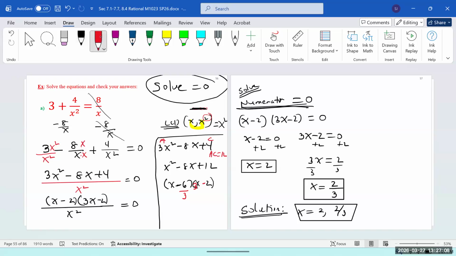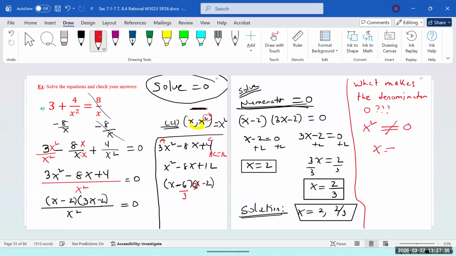But we also have to check. We have to be careful about the denominator. What makes the denominator 0? We cannot have them in the solution. So we look for our denominator is x squared. If we don't want the x squared to be 0, then x cannot be what number? What makes the denominator 0? X equals what? 0.